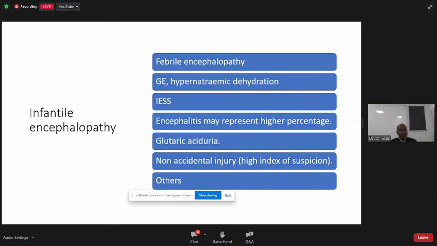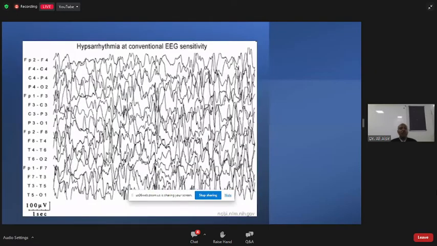Non-accidental injury is a very important etiology to be considered, and it needs a high index of suspicion. You have to think of that, especially if there is inconsistent history and clinical examination findings. There are many other causes of infantile encephalopathy, but I just addressed the common etiologies that are probably commonly seen in the emergency. And this is hypsarrhythmia.